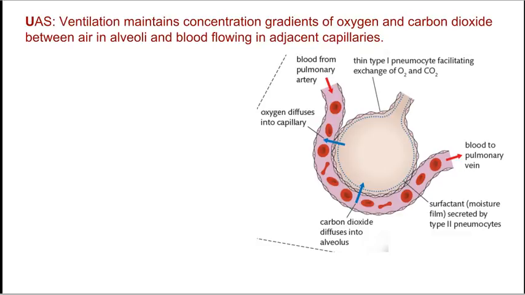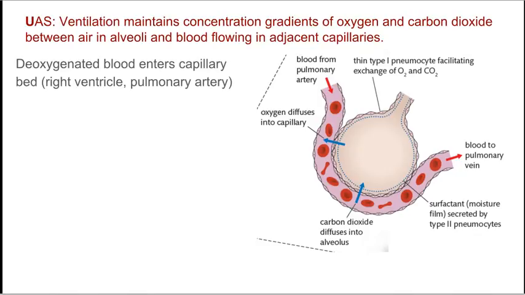This is taken from your textbook. So it shows one capillary which is shaded in pink with the blood vessels, the blood cells running through it, located right beside the circular alveoli. So deoxygenated blood enters the capillary bed, and we can see there at the very top, it comes from the right ventricle of the heart and it goes through the pulmonary artery. So we can see the blood flowing from the top through the capillary and out to the pulmonary vein again, and it's running past the alveoli here.